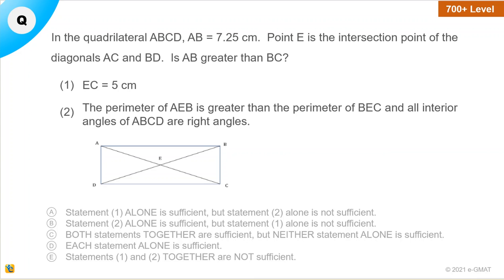Hello there. In this video, we're going to solve this 700 plus level question from geometry.